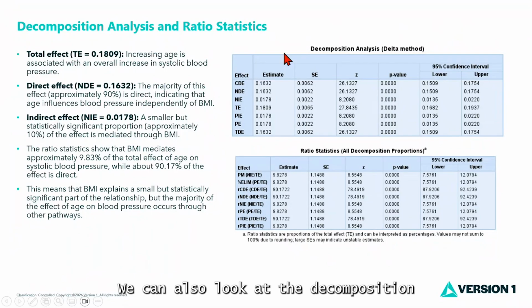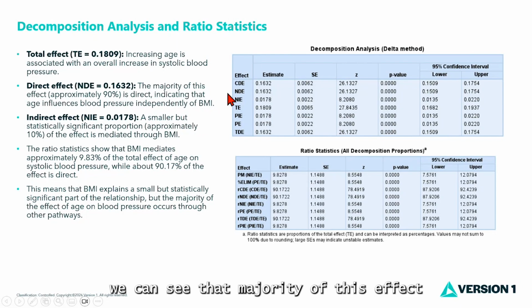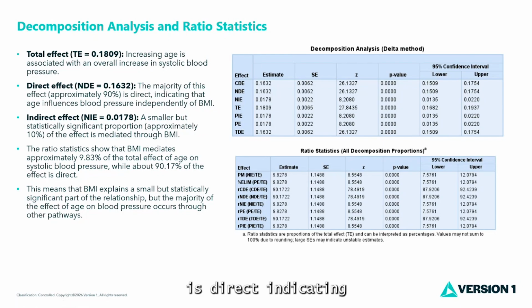We can also look at the decomposition analysis and ratio statistics tables. Now, looking in the decomposition analysis table, we'll look at total effect, and we see that increasing age is associated with an overall increase in systolic blood pressure. If we look at the direct effect, we can see that the majority of this effect is direct, indicating that age influences blood pressure independently of BMI.